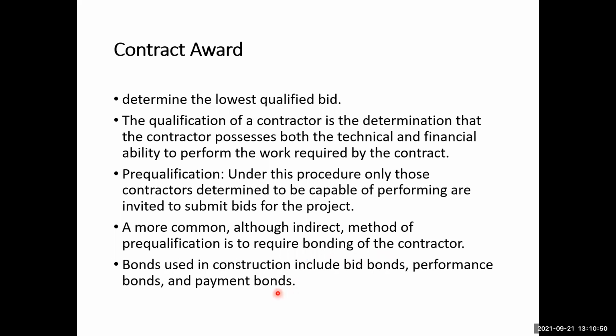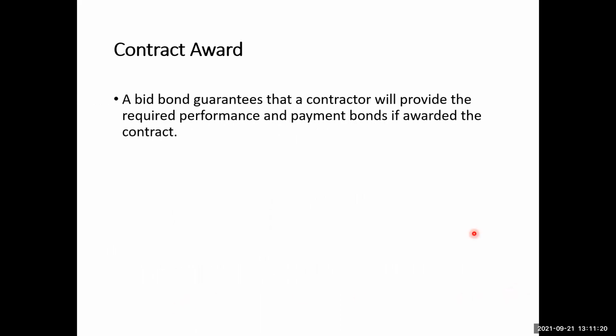The bonds used for the contractor include bid bonds, performance bonds, and payment bonds. So three types of bonds are very common in construction: bid bonds, performance bonds, and payment bonds. And the purpose of these bonds is related to their names. The bid bonds are for the bidding, the performance bonds are related to the performance, and similarly for the payment bonds. A bid bond guarantees that a contractor will provide the required performance and payment bonds if awarded the contract. So a bid bond is just a bond for the other two types of bonds.